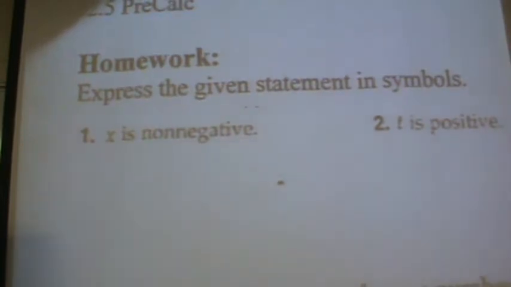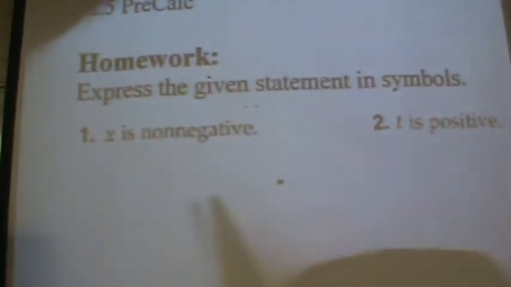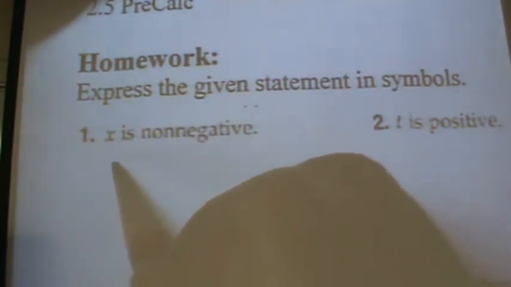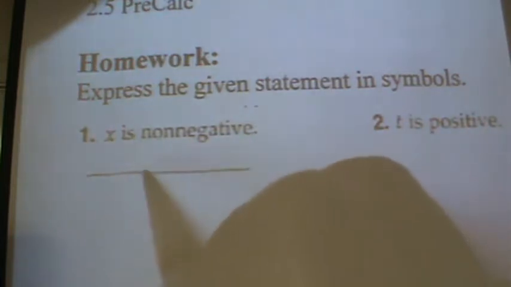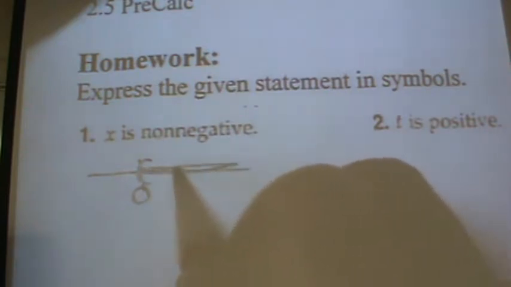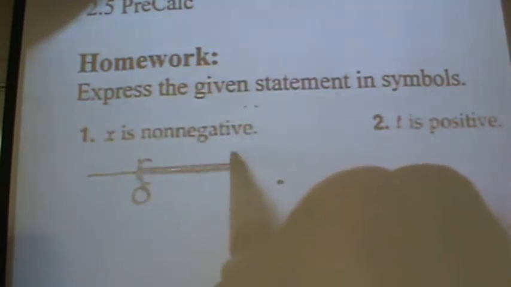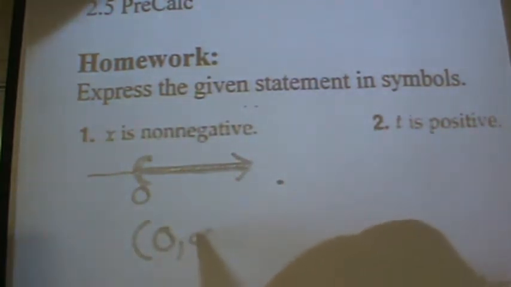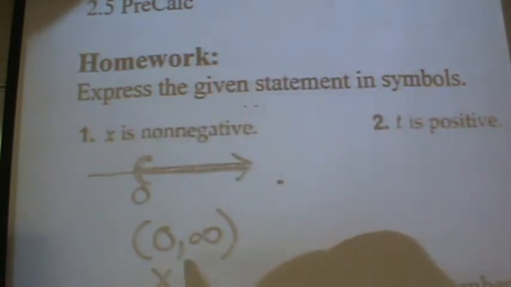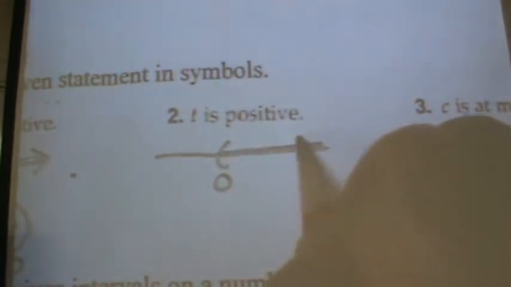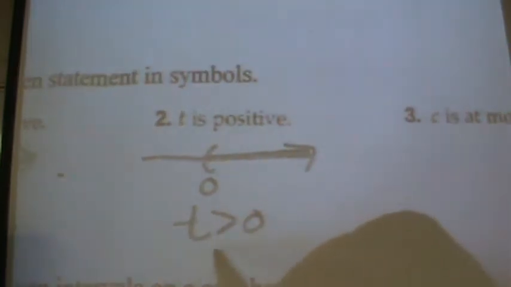The first 4 questions want you to state in symbols, if x is not negative, to me that's saying it's positive. If it's not negative, it's positive. And all the positive numbers are from greater than 0 and on. 0 is not considered negative or positive. So technically this should be a parenthesis 0 to infinity. Or you could write x is greater than 0. And this is the same. T is positive. Again, it would be 0 to infinity. So t is greater than 0 or 0 to infinity.